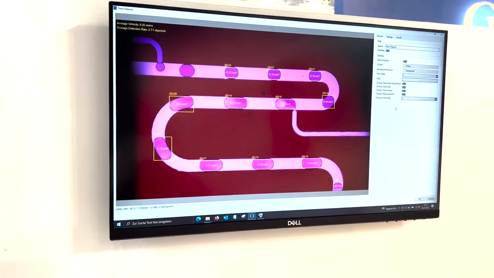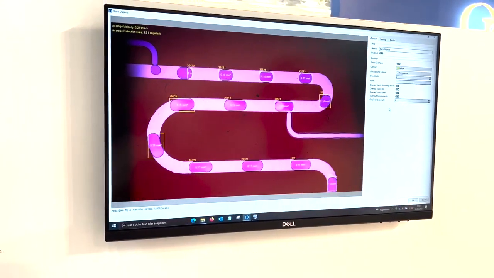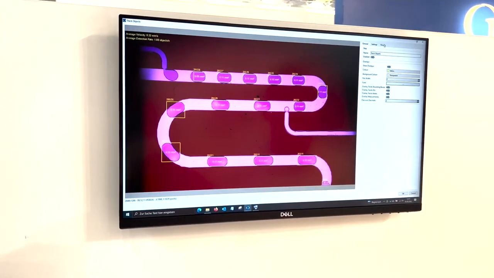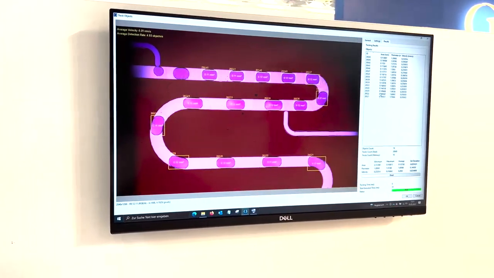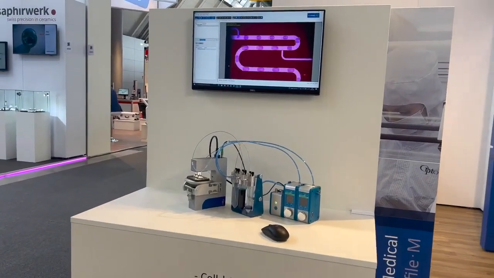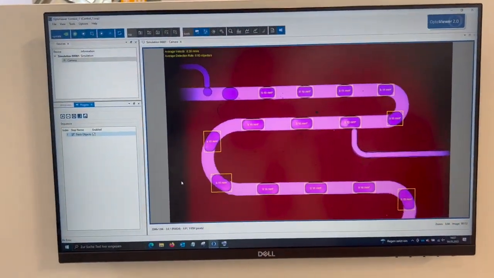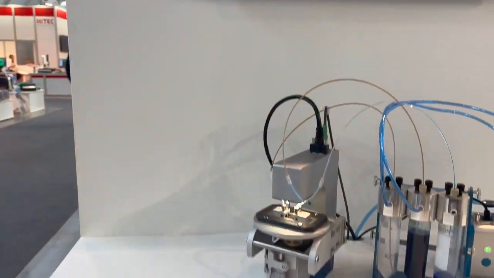In addition, the area and therefore the volume of the droplets can be data mined, for example, to monitor the stability of the whole process. And of course, all measured values are summarized in a table. This table can then be exported as a CSV file for further processing.